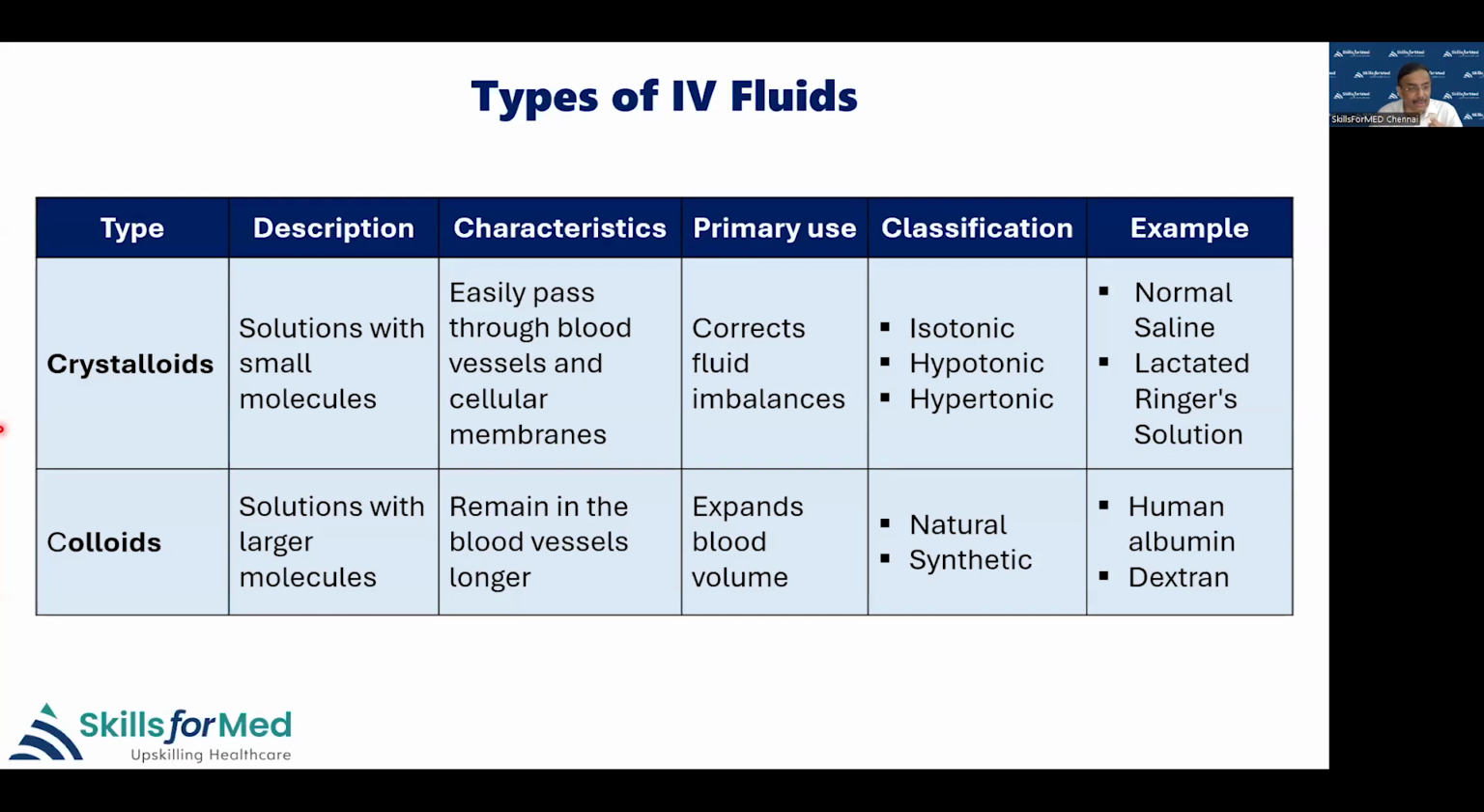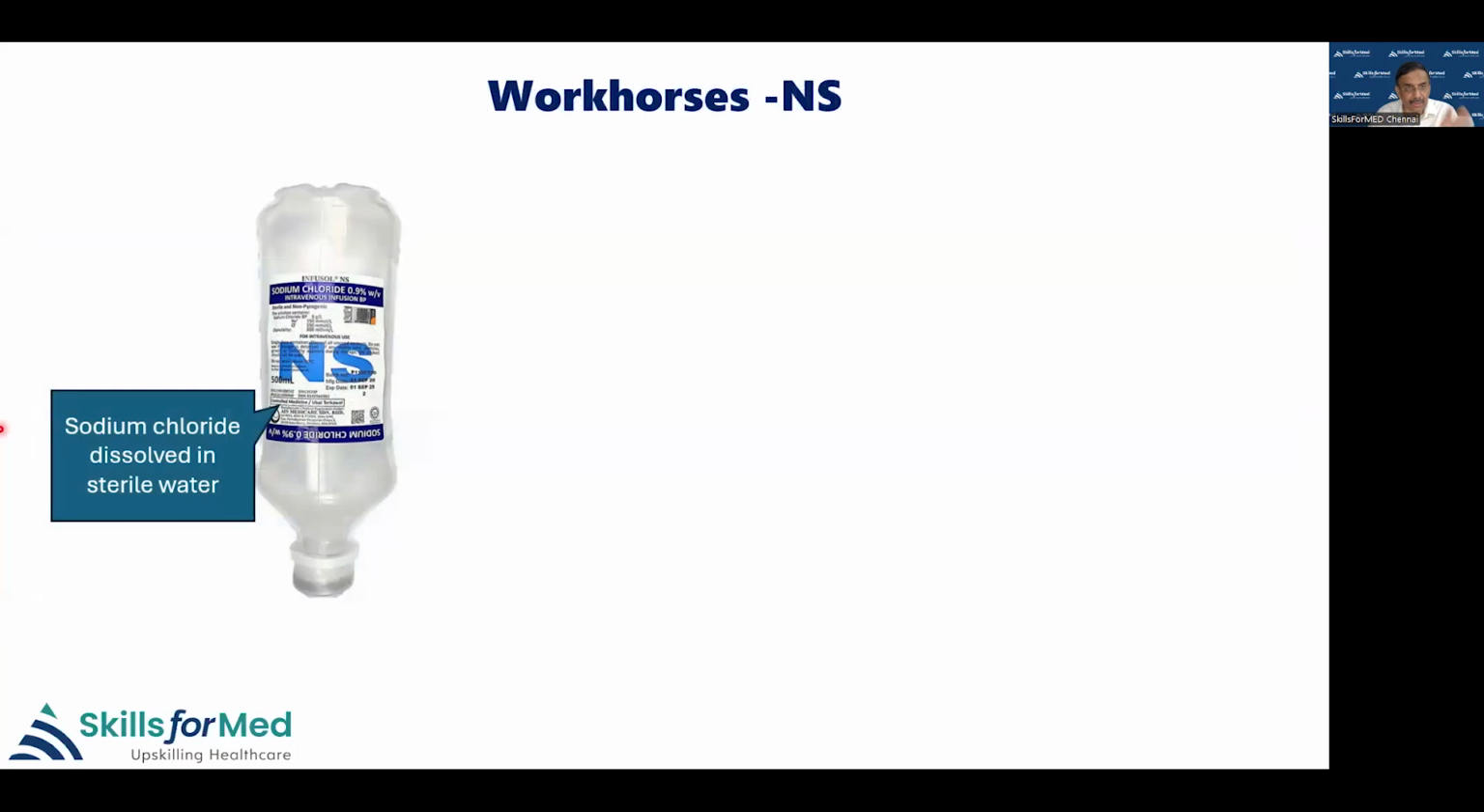We also have colloids, which are solutions with larger molecules. They remain longer inside the blood vessels and expand the blood volume. This is very important in shock. We have natural colloids and synthetic colloids. Natural is human albumin. Example of synthetic is dextran. I will not be talking about colloids in this talk. We only talk about crystalloids.